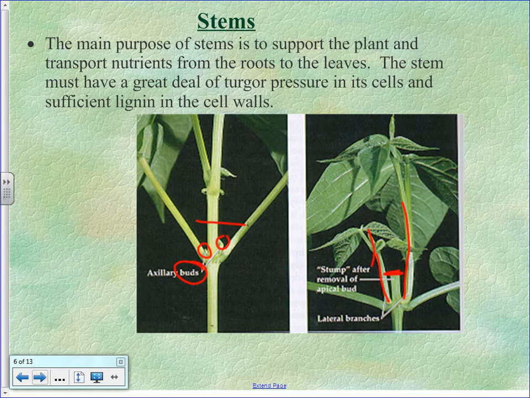Also, again, for the stem, big things here. Got to have lots of turgor pressure and lignin in the cell walls, because there's lots of support that has to happen there for the heaviest parts of the plant.